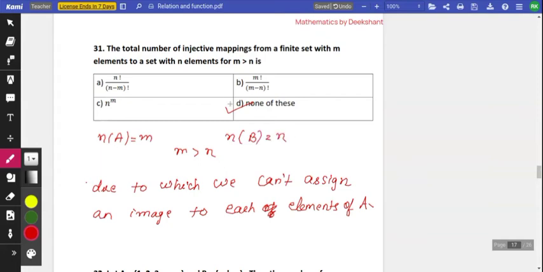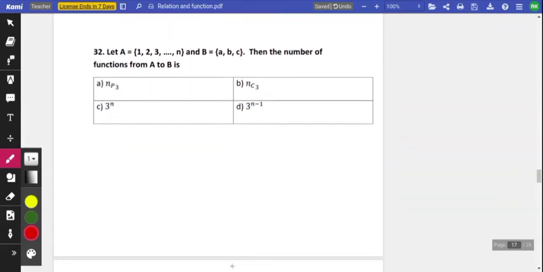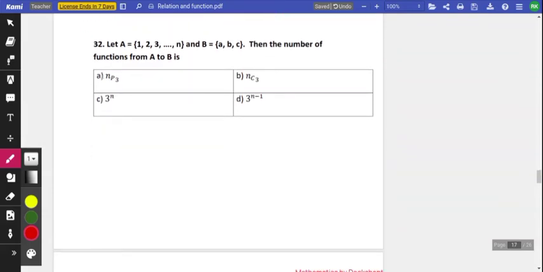Suppose that set A has M elements and set B has N elements. Here we are given two sets A and B, and you find the number of functions from A to B. The number of elements in B is 3 and the number of elements in A is n. Then the total number of functions from A to B is 3 to the power n, same as question number 29. So the correct answer is option C.